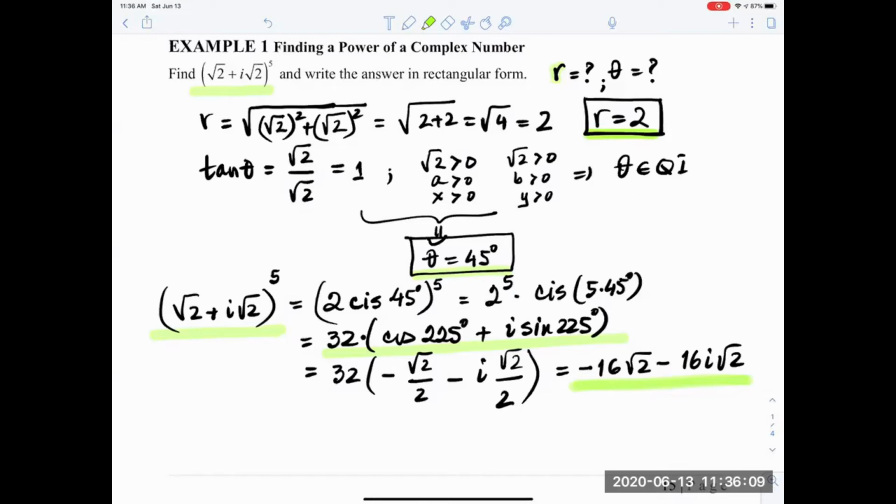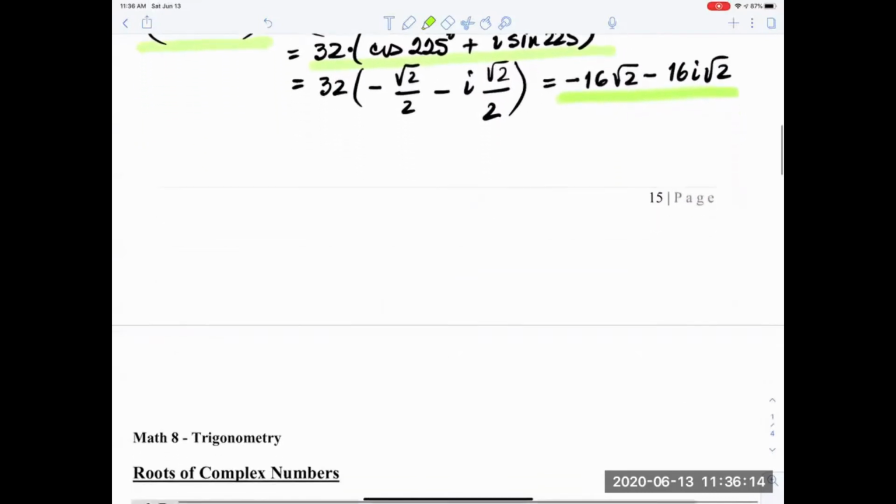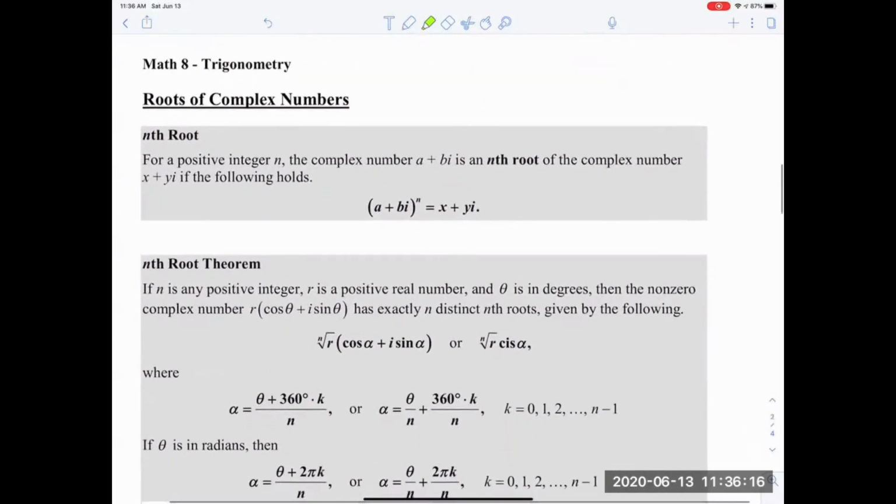Very well. Let's move on to something else. Just a continuation of what you had so far. So this is called the Nth Root Theory. In other words, you have a positive integer n, and you have a complex number, and you raise that to the nth power. Well, in the end, you obtain a new complex number that we're just going to call x plus yi. So that is what we already learned above, and we did the example above.